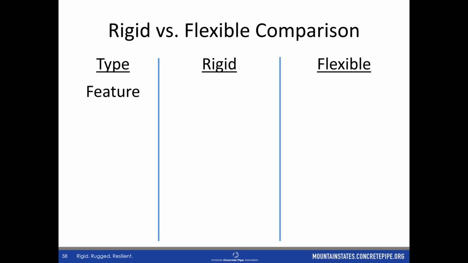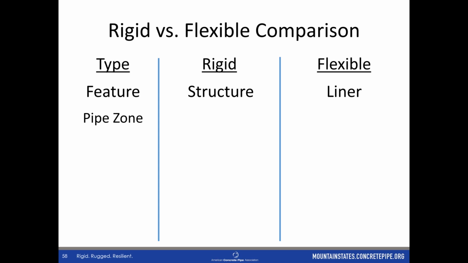For the feature of each of these, a rigid pipe is a structure, while a flexible pipe is a liner, right? One is a structure that we manufacture in the plant, deliver to the site, put in the trench, and backfill around. The other is a liner that goes in to act as the conduit to convey our water from point A to point B, and then we have to build the structure around that liner, all right?